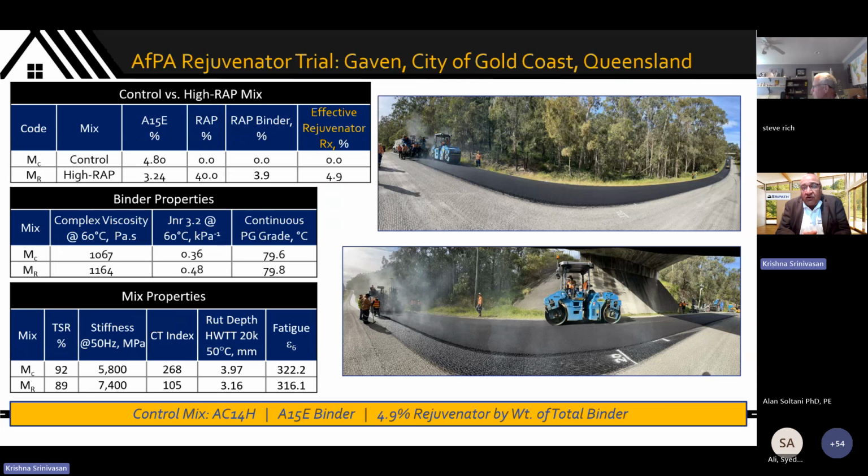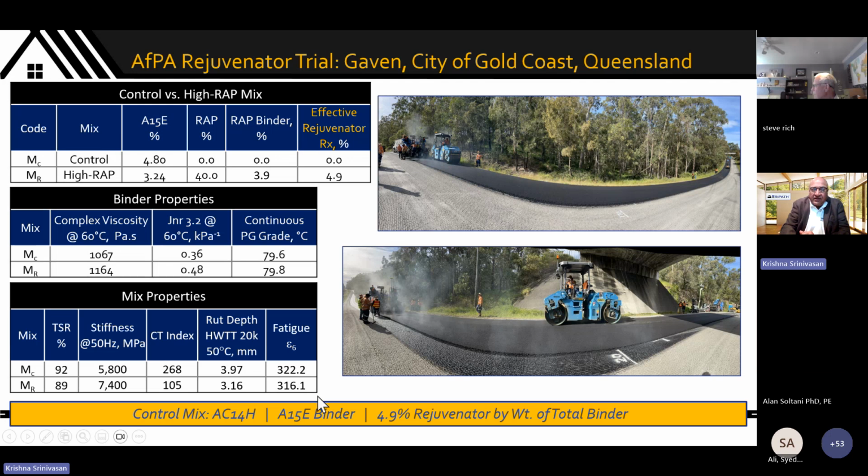I mentioned this also comes to us courtesy of Australia. The reason I highlight this is, again, just a couple of points, a lot of data here. The control mix is 0% wrap, and the high wrap mix is 40% wrap with 3-odd% of rejuvenator, 4.9, almost 5% by weight of rejuvenator. A couple of points I'll highlight. The JNR numbers look good. Complex viscosity numbers, which is how they grade their binders, look good.